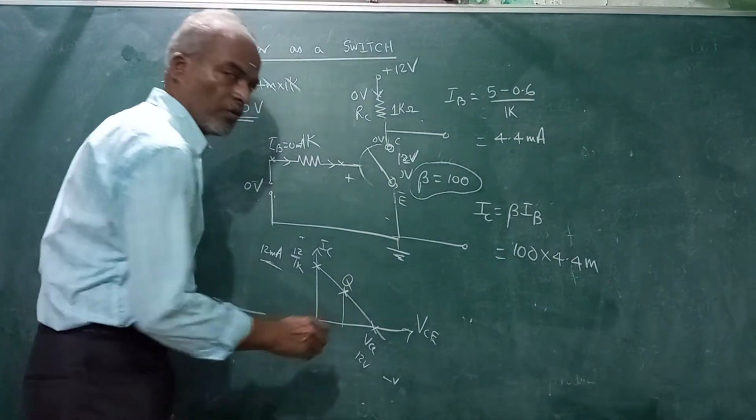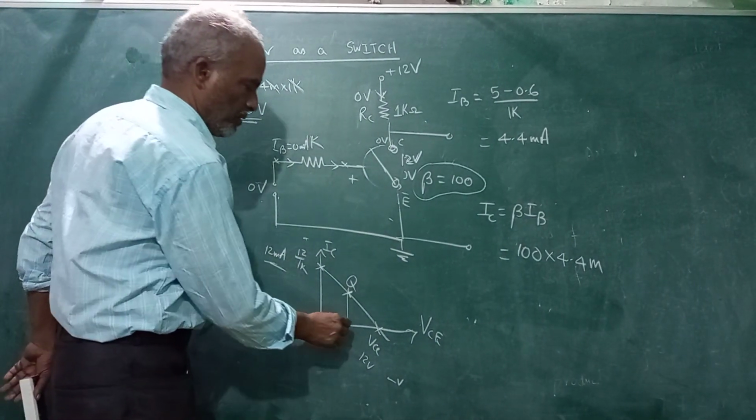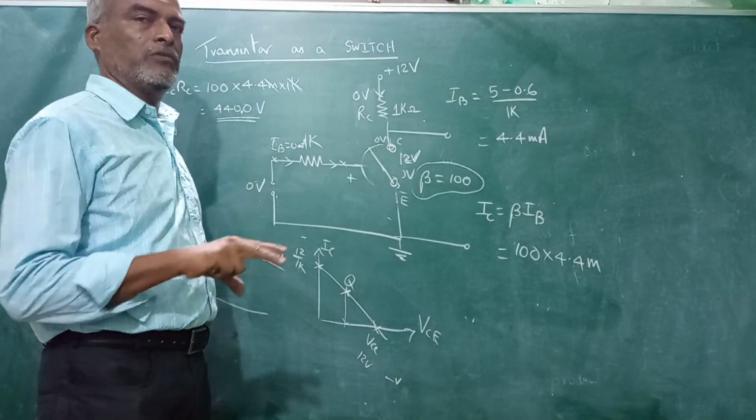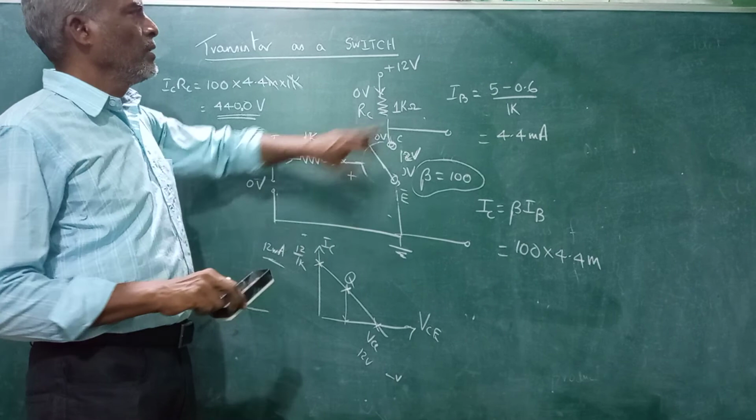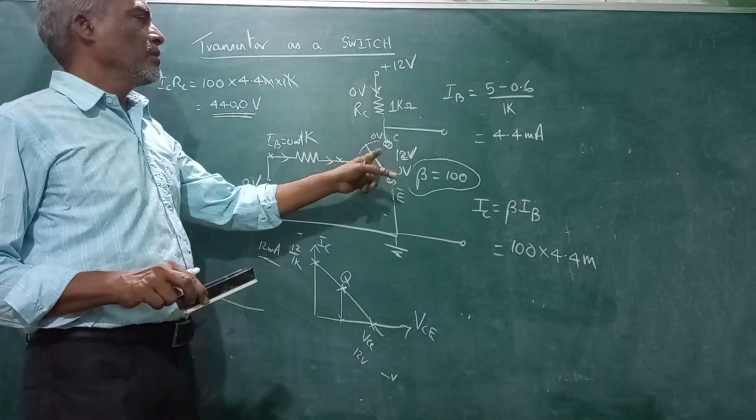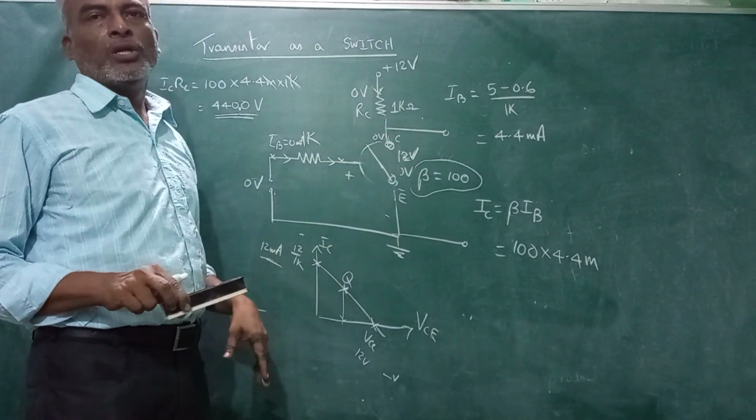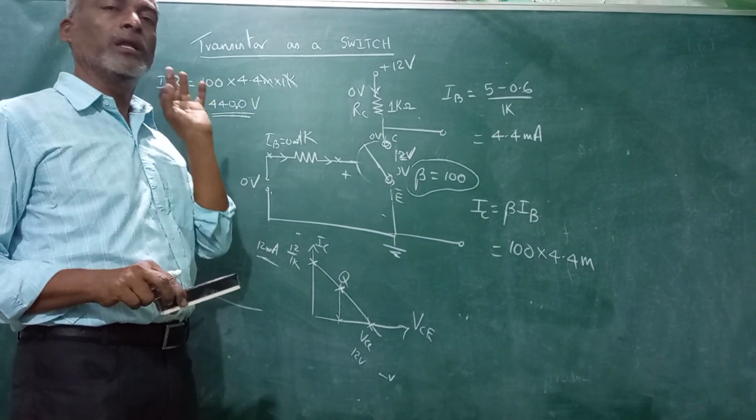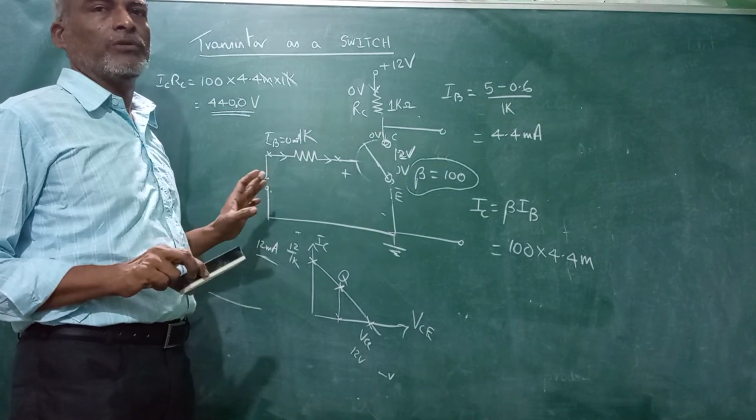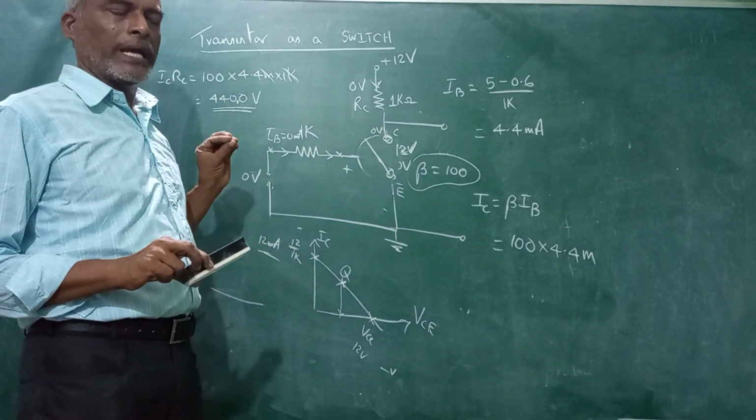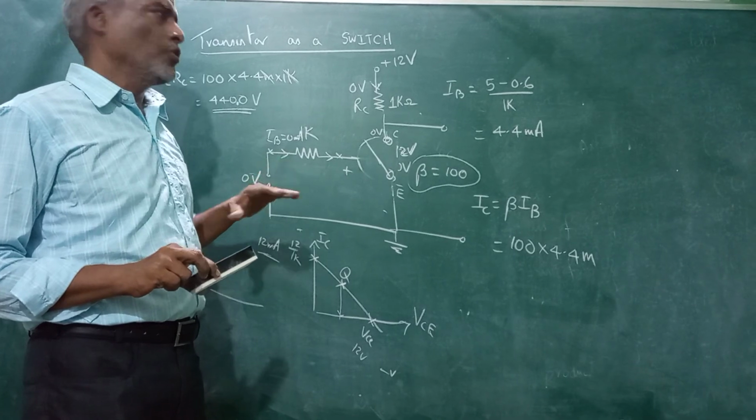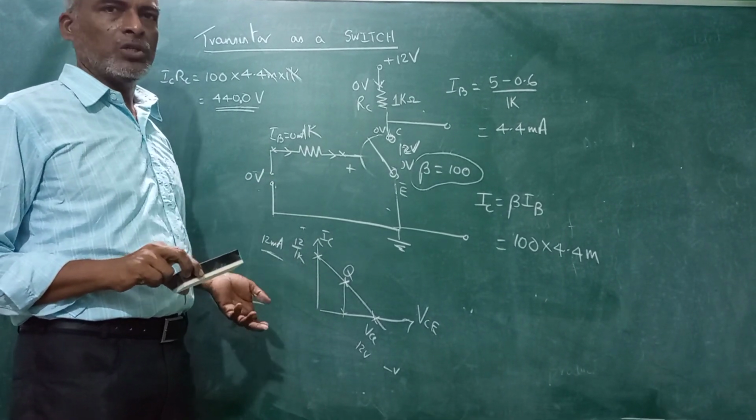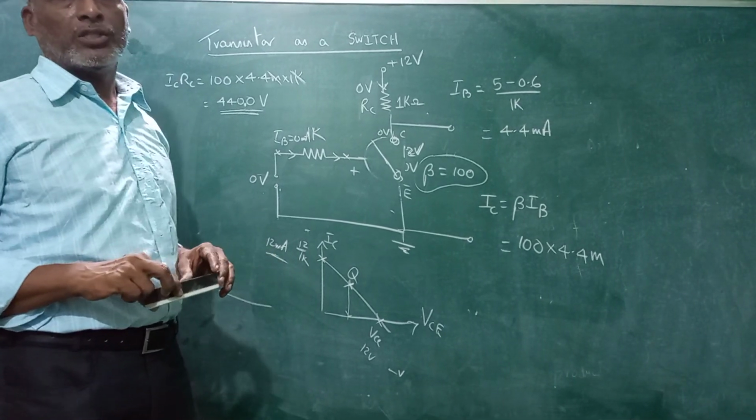So the thumb rule for designing an amplifier is you measure the voltage across VCE so that it is roughly half the VCC. Suppose you are giving 12 volts, then if you get a voltage of 6 volts, that means the transistor Q point is roughly at the middle of the load line. So that will be suitable to act as an amplifier. So you can make a transistor work as an amplifier, or you can make a transistor work as a switch. That's all about transistor as a switch. Thank you.